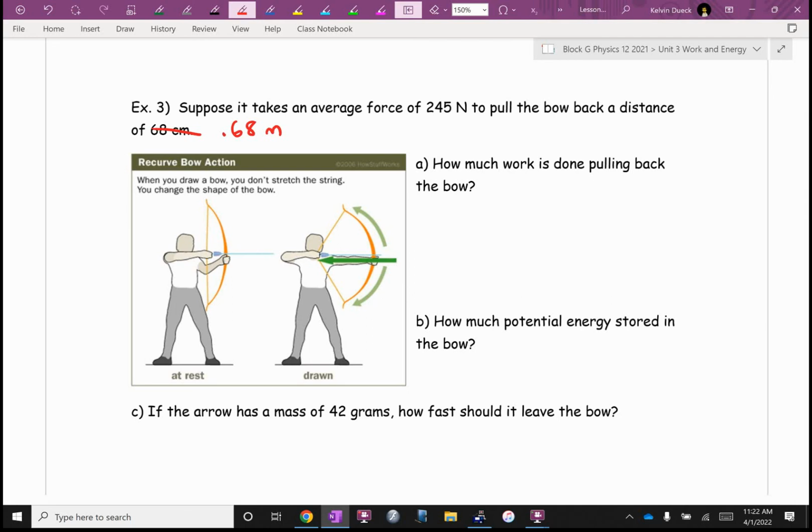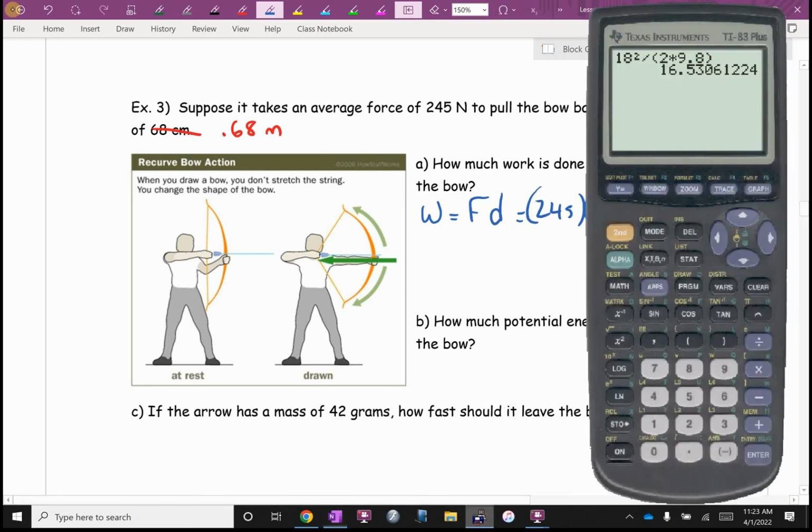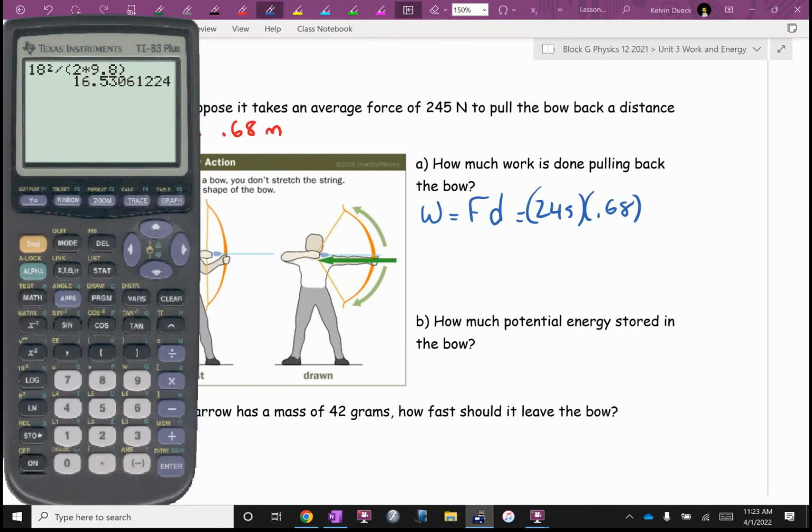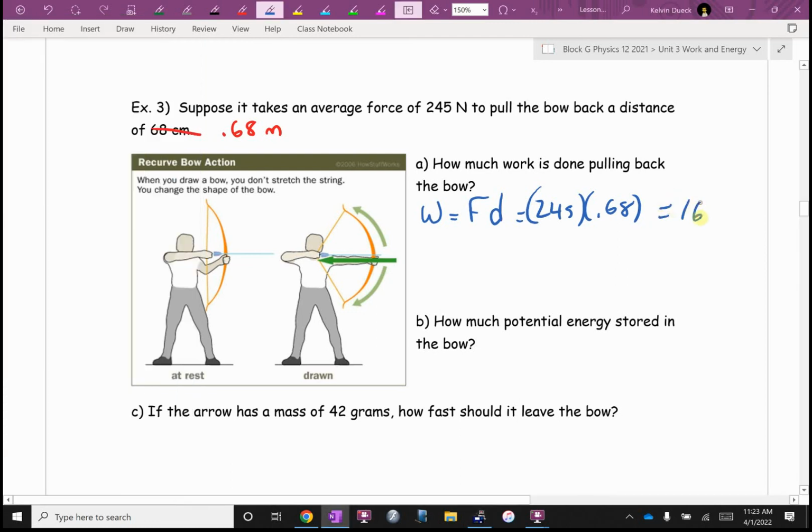Okay. Danica, what does A want me to find? Well, my first thought is, does force times distance work? Did they give me a force? Yeah. Did they give me a distance? Are they in the same direction? Yeah. It's going to be 245 times 0.68. I'm going to keep all the sig figs here. 166.6 joules of work. Where did that energy come from?